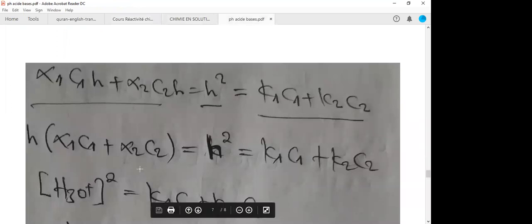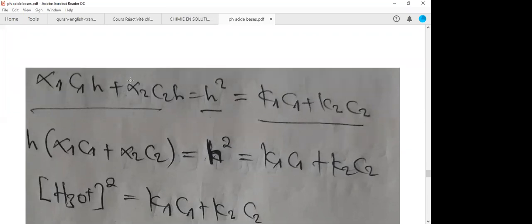So now, pay extra attention here: from what we have here, I've just factorized H. H is outside the bracket, and we're going to remain with alpha 1 concentration 1 plus alpha D concentration D. And alpha 1 concentration 1 plus alpha D concentration D itself is H, from what we've been told. This is from acid 1, this from acid D. So this is H times H.